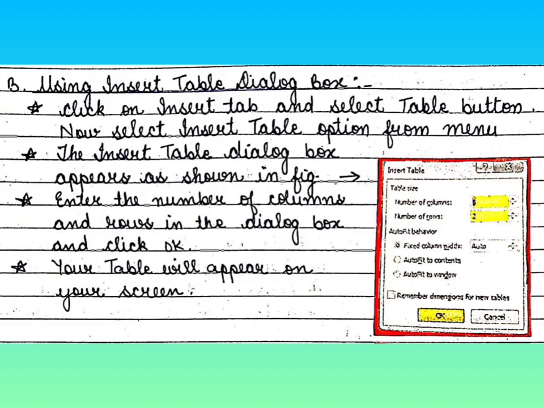Number 2. Using Insert Table dialog box. Click on Insert tab and select Table button. Now select Insert Table option from menu. The Insert Table dialog box appears as shown in figure. Enter the number of columns and rows in the dialog box and click OK. Your table will appear on your screen.